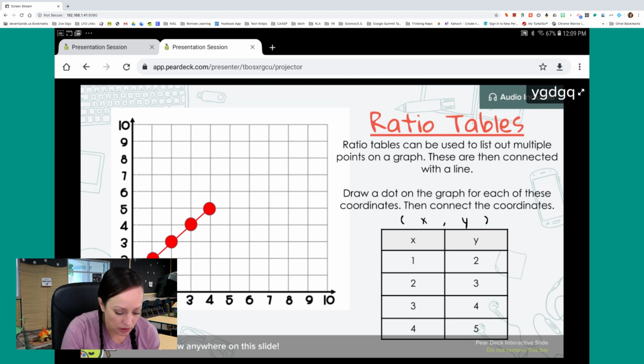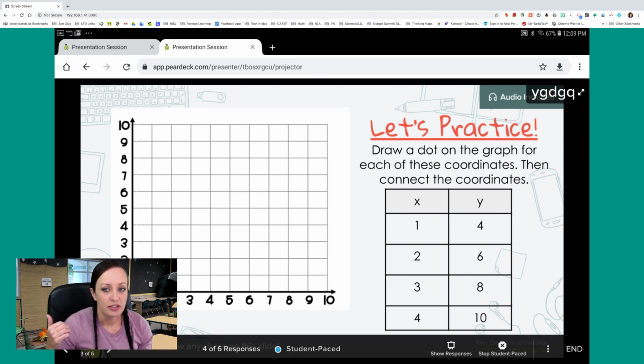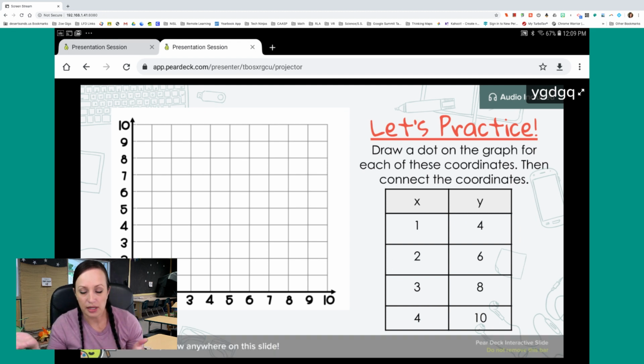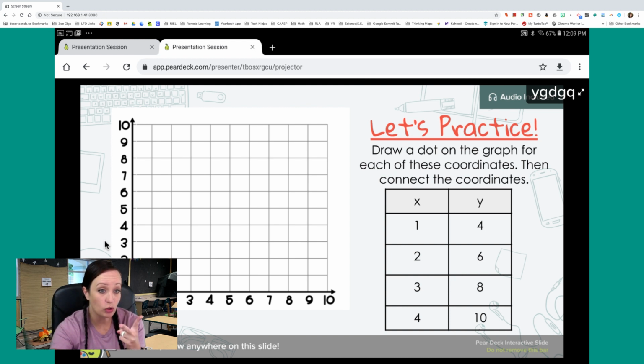All right, let me go to the next one. So now this is where we're going to practice, all right? So if I'm looking at this chart, my ratio table, it has a set of numbers. You'll notice there is a pattern happening with the y's. What do you notice about the y's in the ratio table? What do you guys notice? I know the x goes in order, 1, 2, 3, 4. Anything special about the y? It goes 4, 6, 8, 10. It's increasing by 2 each time.